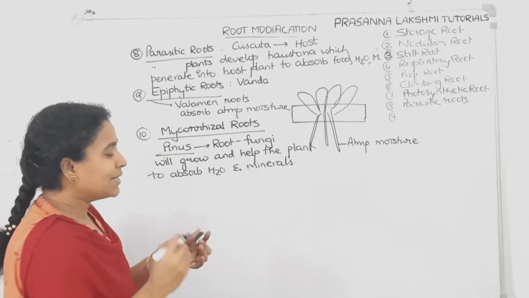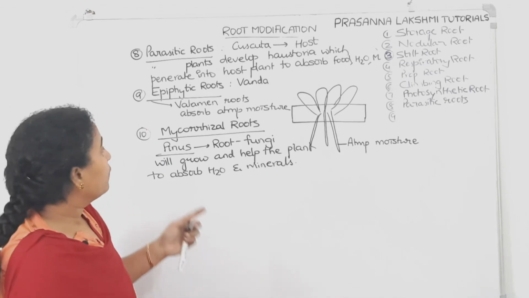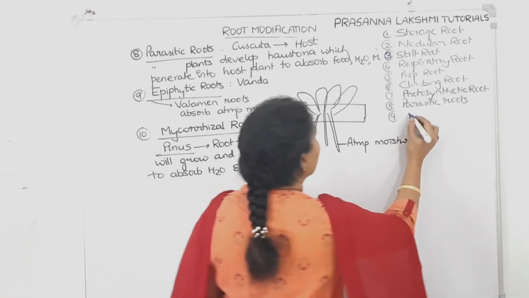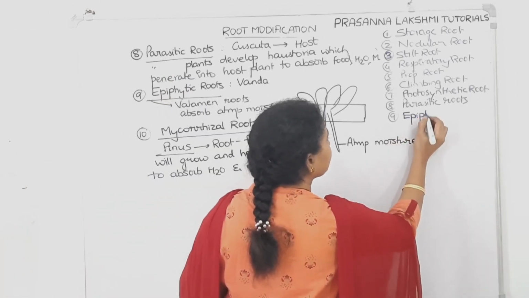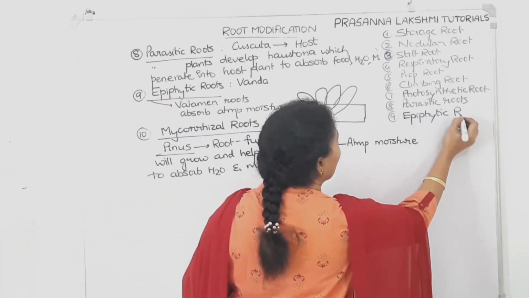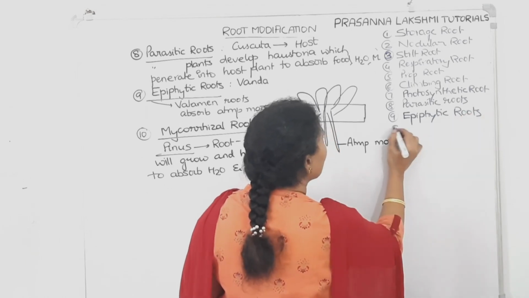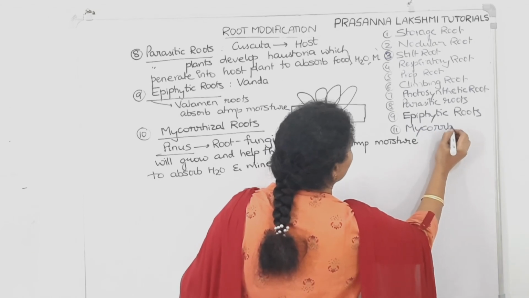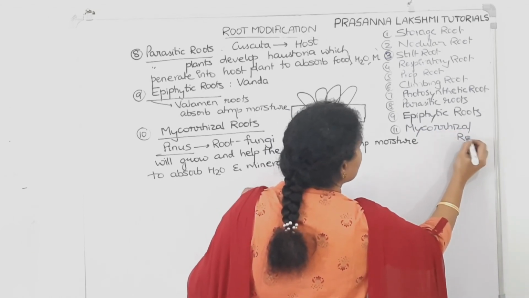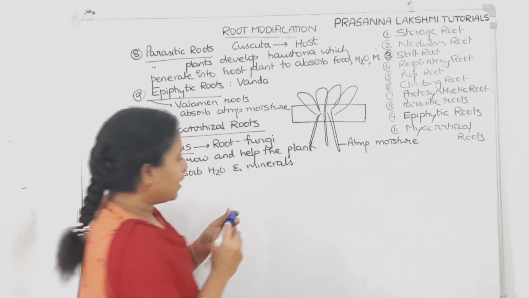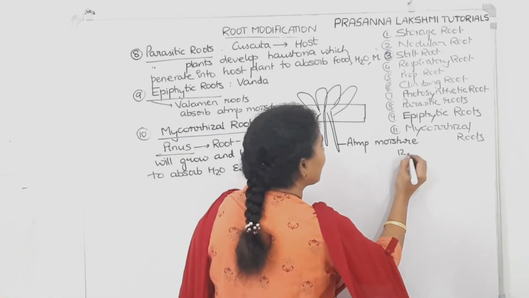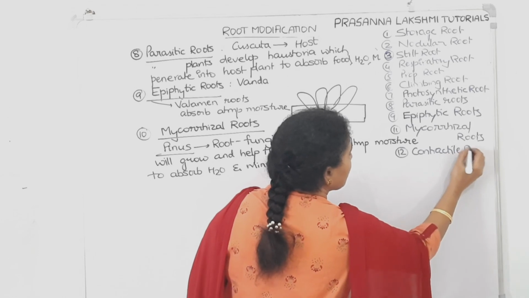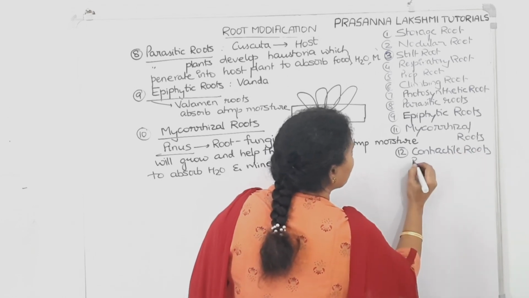So all these are root modifications. We discussed 10 types of root modifications. The 9th one we wrote was epiphytic roots found in Vanda, and the 10th one was mycorrhizal roots. We can also list contractile roots or pull roots.